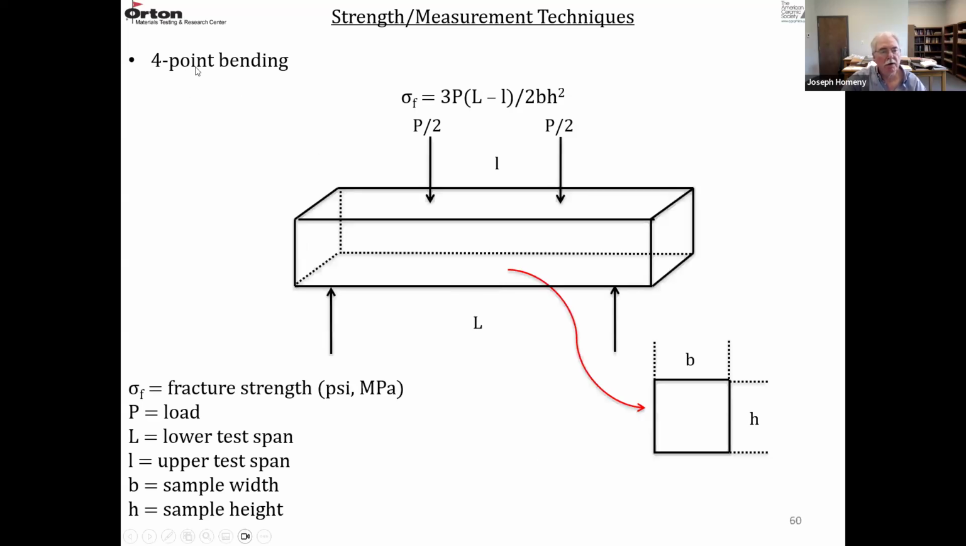The other way of measuring strength is a 4-point bending bar. So now you have L again for the 2 lower loading points. And now there's 2 upper loading points separated by another span, small l. Each one of those has the load P over 2 because there are 2 loading points. So the equation for failure, sigma F equals 3P, capital L, the lower span, minus small l, the upper span, over 2BH squared. And B again is the width and H is the thickness.